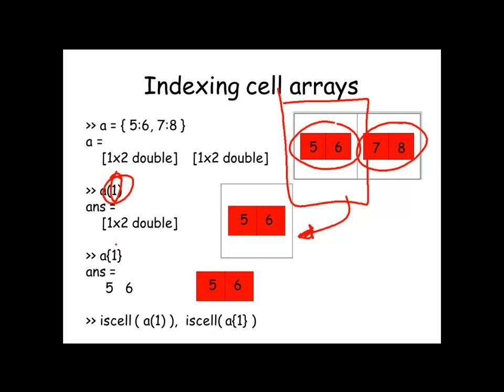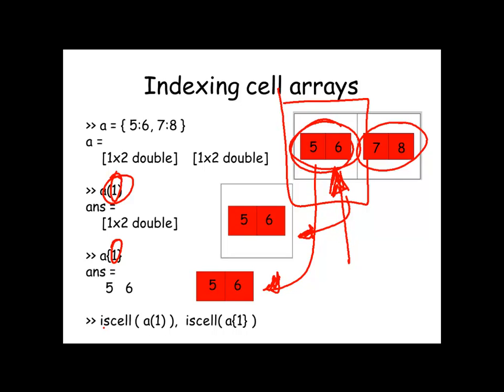In the second example, we have a curly brackets one. Again, we are referring to the same cell as before, but now we are actually extracting its contents. So the contents will be taken out. If the contents is not a cell array, then the result will not be a cell array. In this case, the result is a vector with two numbers.